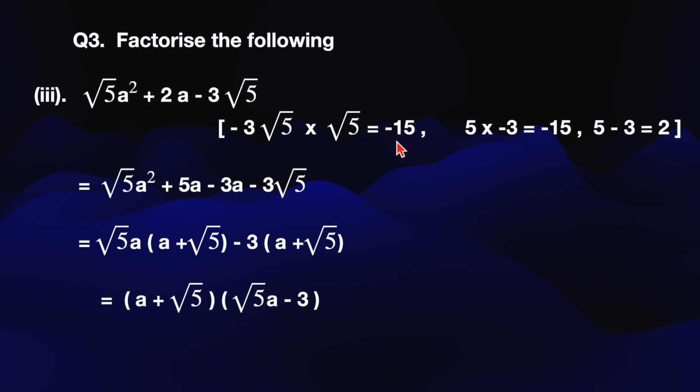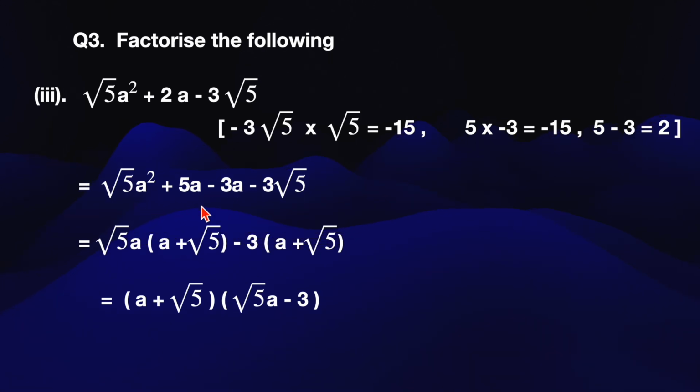And now we are going to split the term. This term, find two numbers. Okay, 5 and 3. This is negative and this is positive. So the bigger number will be positive, and put the negative sign for the smaller number. So 5 into minus 3 is minus 15. And 5 minus 3 is 2. Okay, so write down 2a as 5a minus 3a.